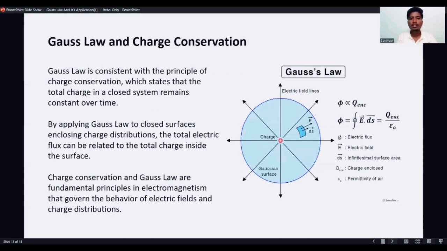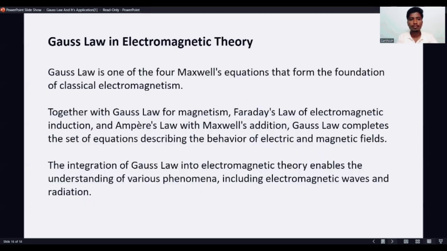And Gauss law and charge conservation. Gauss law is consistent with the principle of charge conservation, which states that the total charge in a closed system remains constant over time. By applying Gauss law to closed surfaces enclosing a charge distribution, the total electric flux can be related to the total charge inside the surface. And finally, charge conservation and Gauss law are fundamental principles in electromagnetism that govern the behavior of electric fields and charge distributions.